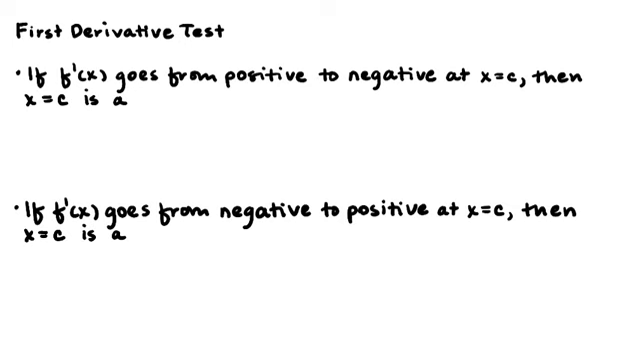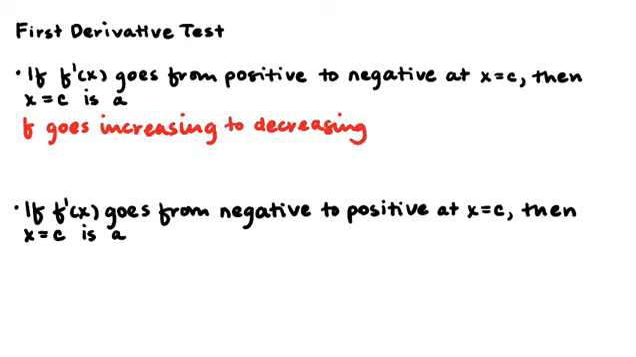All right. If f prime goes from positive to negative, well, let's unpack that statement. That's f going from increasing to decreasing, right? If f prime goes from positive to negative, f goes from increasing to decreasing. Well, that's looking like a relative maximum. x equals c would be a relative maximum.